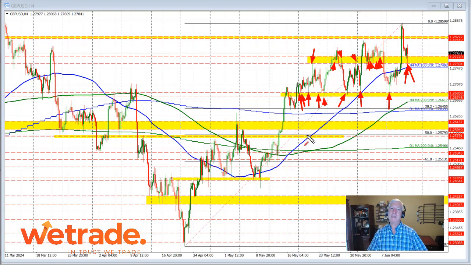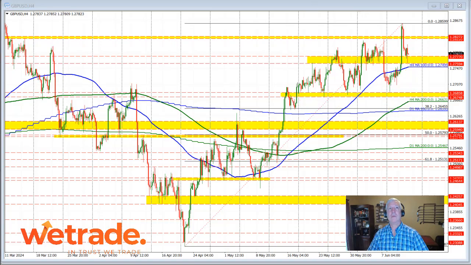You can see we have higher lows and we have higher highs, which gives us that little bias. We're seeing the 100-bar moving average of the 4-hour chart move to the upside as well. That's somewhat positive for this as well.